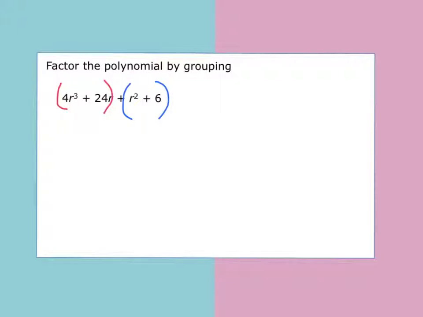Then I identify my GCF from the first two terms, so my GCF here is going to be 4. That's the highest number that can go into both numbers. And the variable they have in common is r.